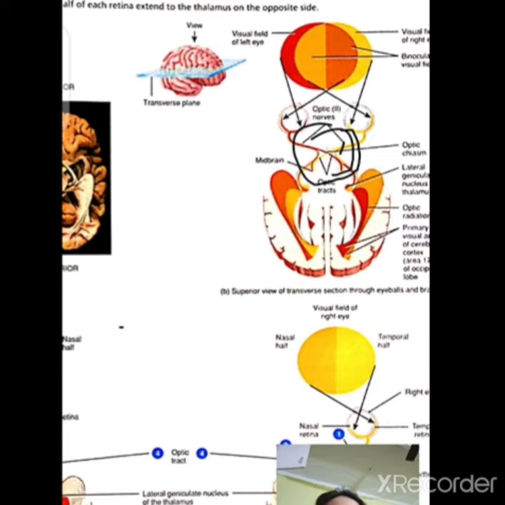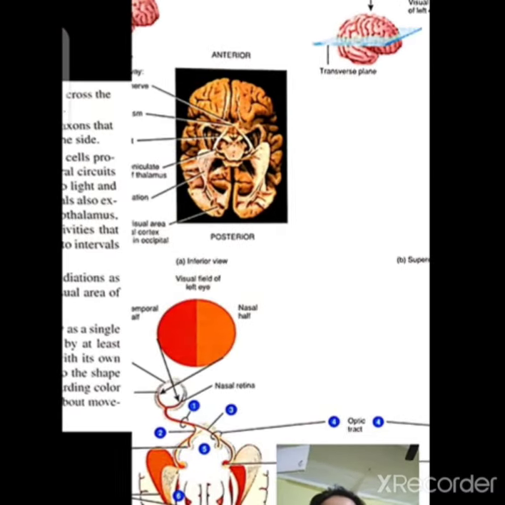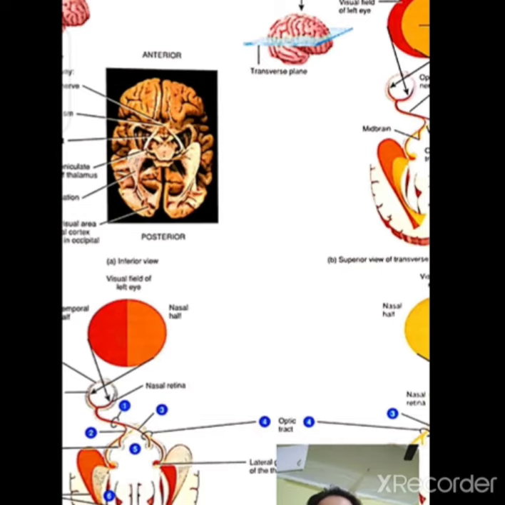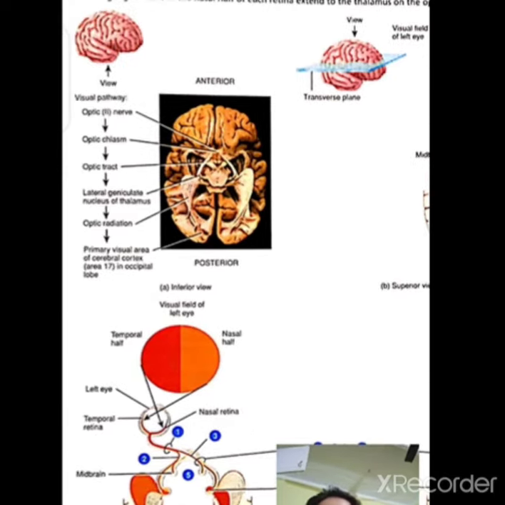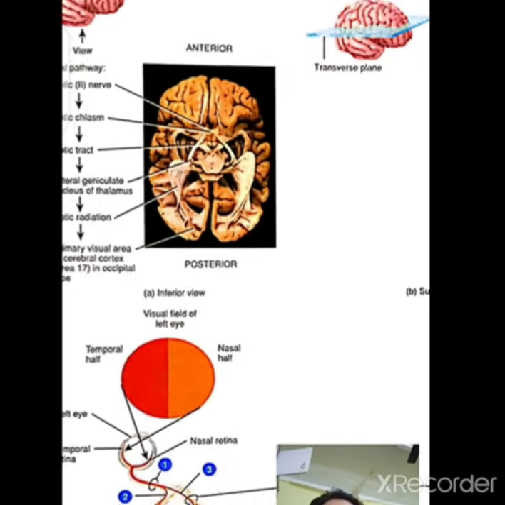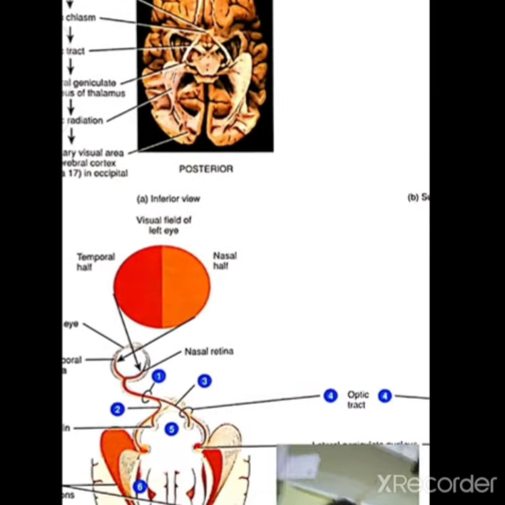After passing through the chiasma, the axons are now part of the optic tract and enter the brain, and most of them terminate in the lateral geniculate nucleus of the thalamus. You can see, after the optic chiasma, they end in the lateral geniculate nucleus of the thalamus. This is the lateral geniculate nucleus.